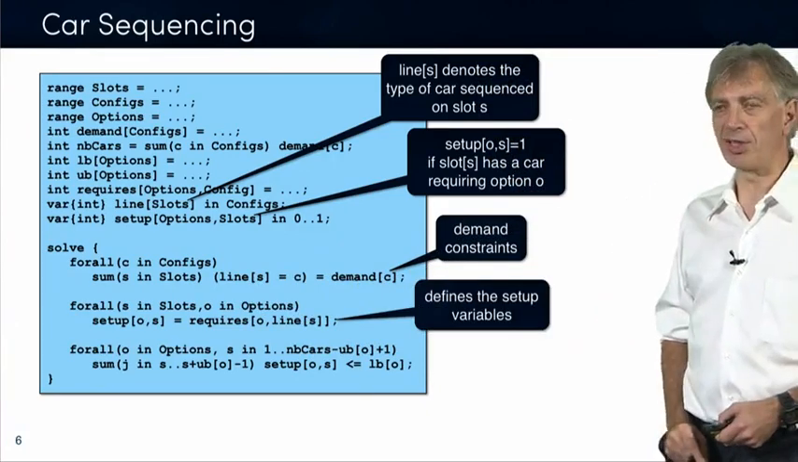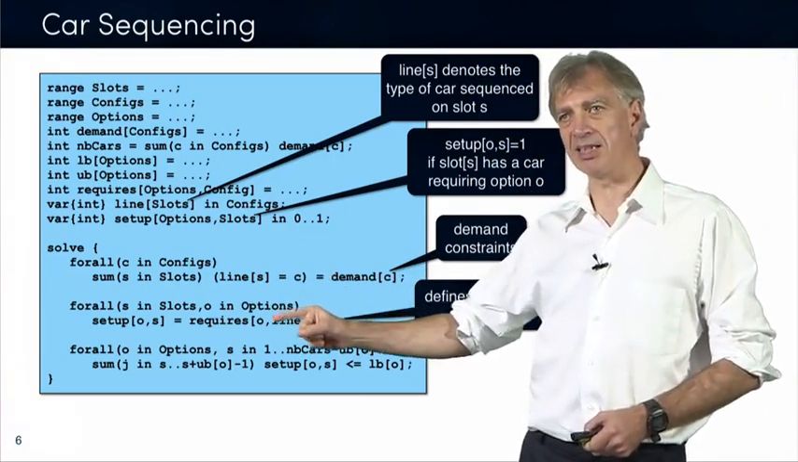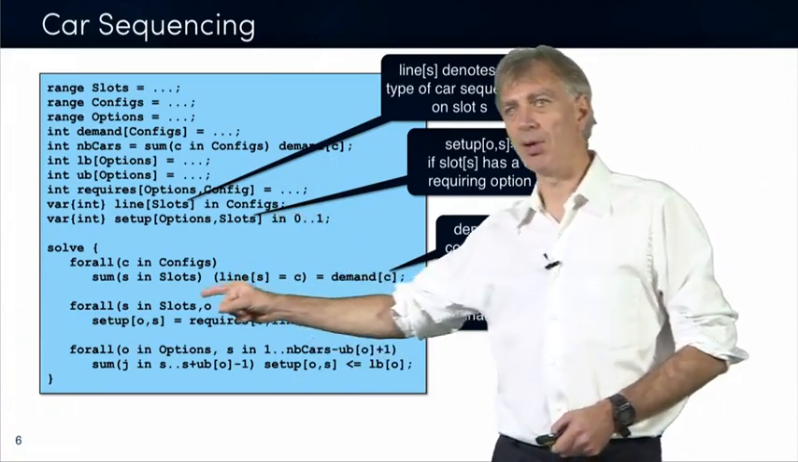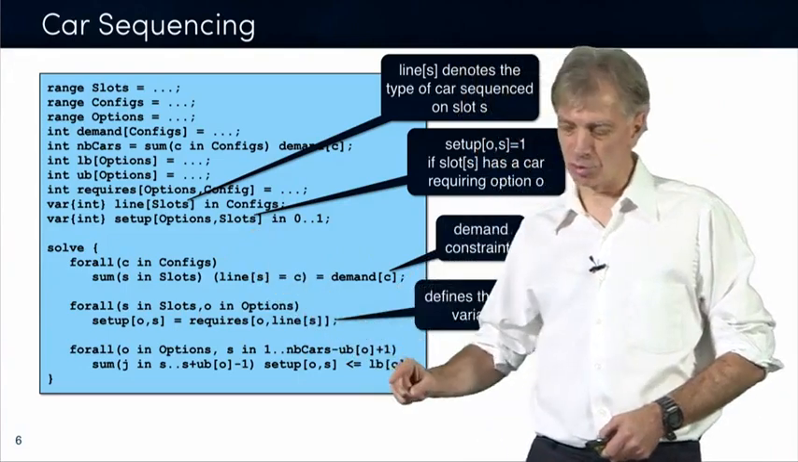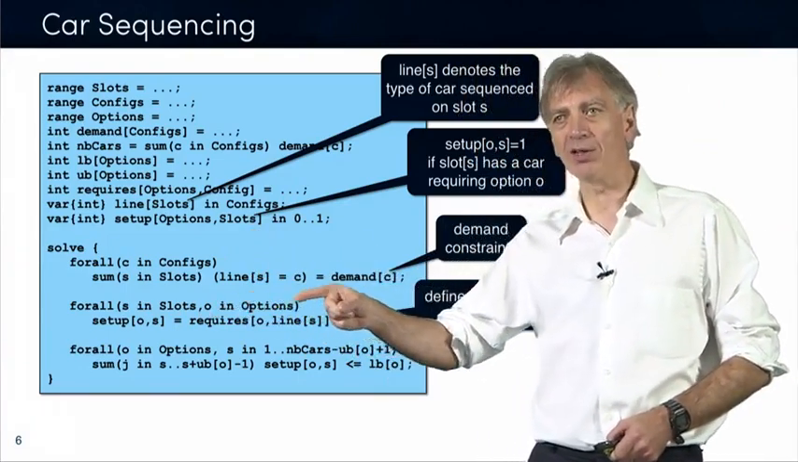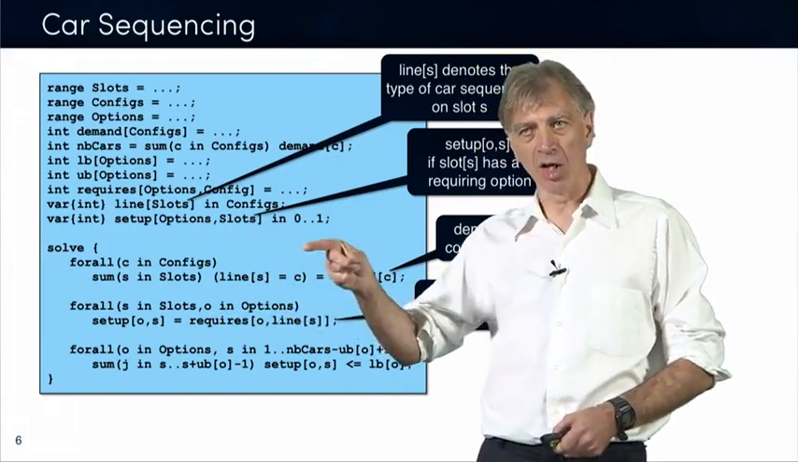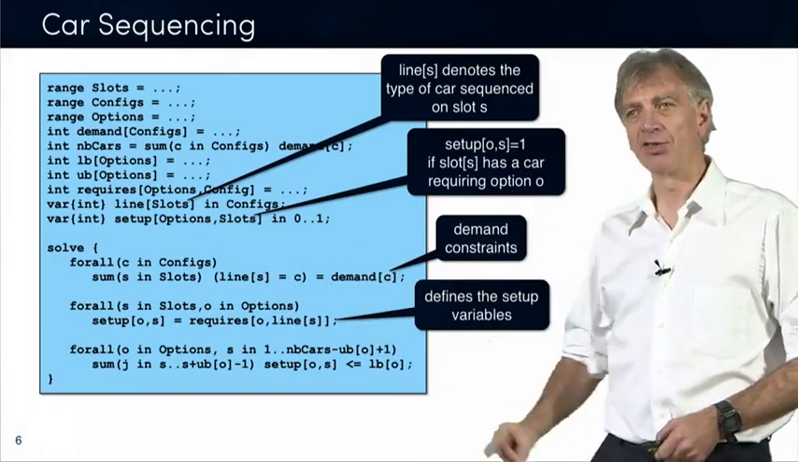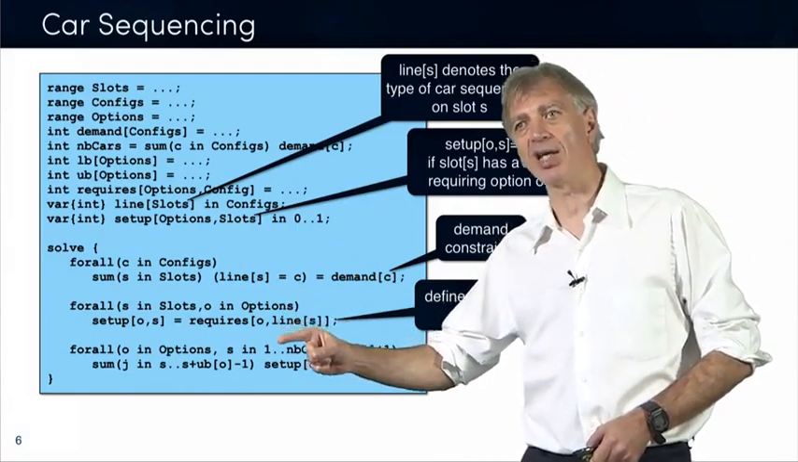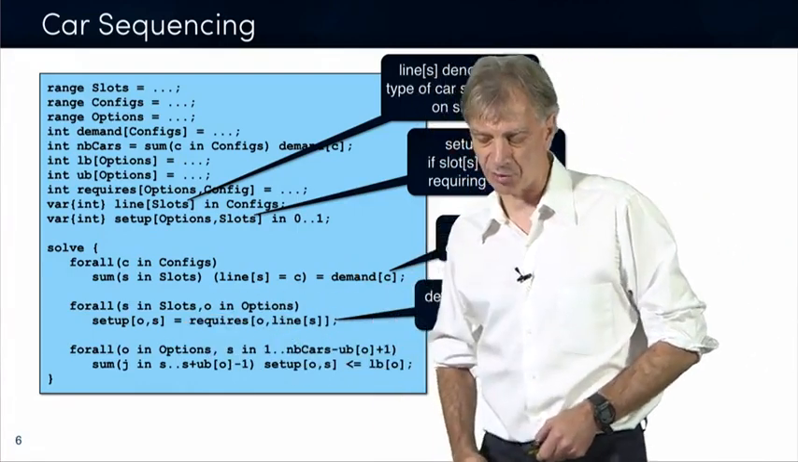The next constraint is very easy. What it basically defines are the setup variables that I talked about before. So setup of O,S is going to be equal to the value of requires, which is part of the data, of O and the type of car which is scheduled at slot S of the assembly line. So in a sense, that's the decision variable. Once we know the value, we'll know what type of car, and then we can compute the setup variables for that particular car.